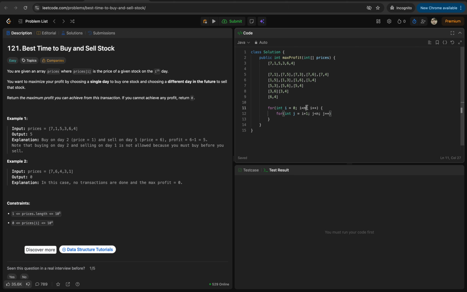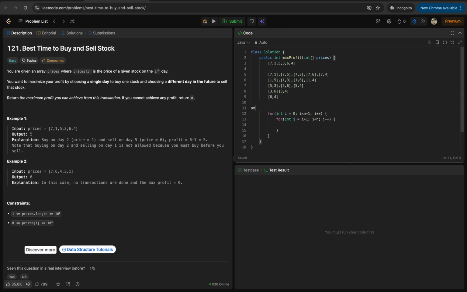ऑल्सो i जो होगा वो 7 से लेके सिर्फ 6 तक चल रहा है ना, तो स्टार्टिंग वाला इंडेक्स है वो 7 1 5 3 और 6 हो सकता है, 4 नहीं हो सकता, क्योंकि when we are already at 4 then we cannot sell it if we buy it at 4. इसके बाद कोई नंबर ही नहीं है. Then that means i will run from 0 to n minus 1, and then we'll find the difference.